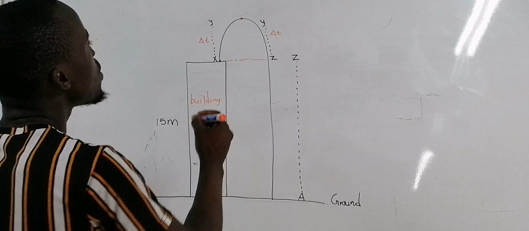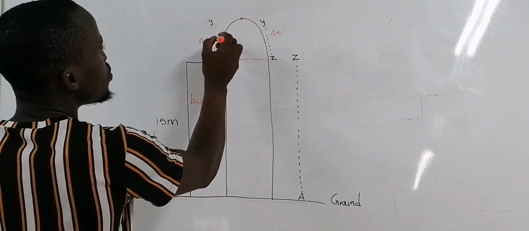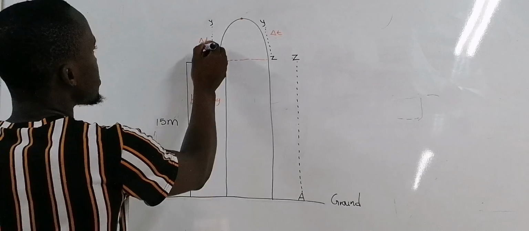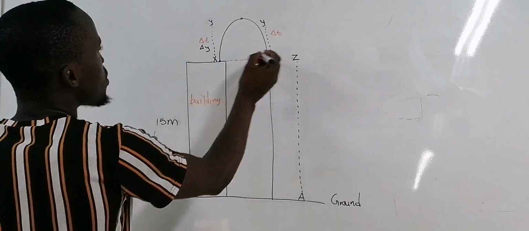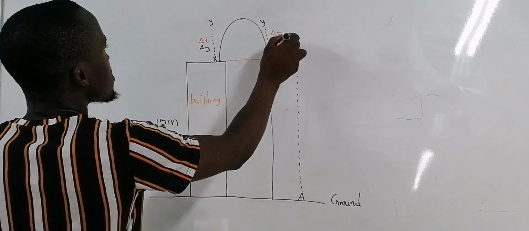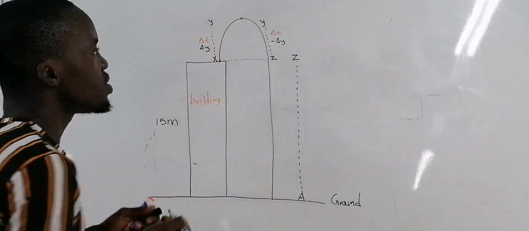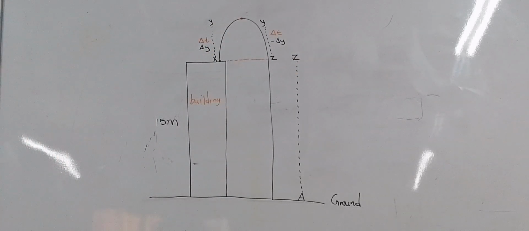Now we know that the change in y here becomes positive. I don't know if you remember that. The change in y becomes positive, and here the change in y becomes negative. Since the object is going up, change in y is positive. When it goes down, change in y becomes negative.